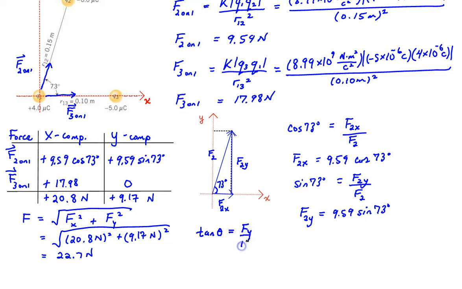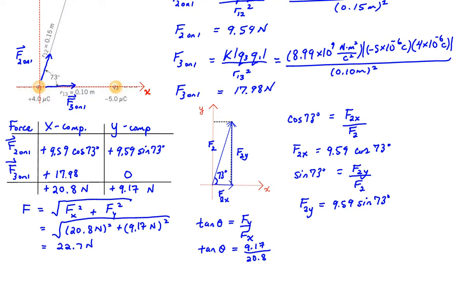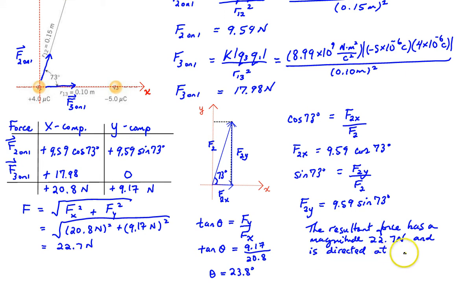Next, we need to find the angle, and hopefully you remember tan theta will be equal to the y component divided by the x component. Substituting, you'll get the following, which gives you an angle of 23.8 degrees with respect to the x-axis. So at this point you could write a statement about the resultant force. The resultant force has a magnitude of 22.7 newtons and is directed at 23.8 degrees above the positive x-axis. And there's your resultant force.